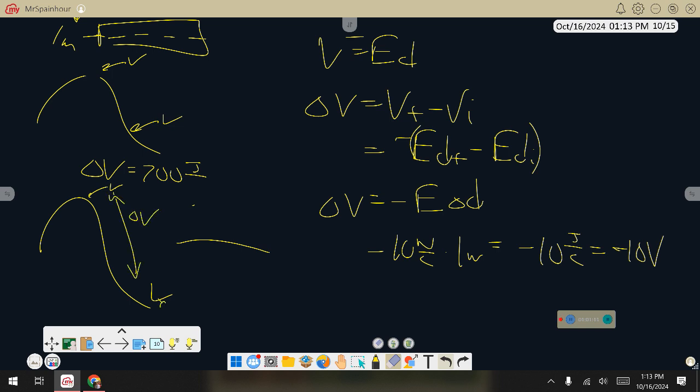Now, here's a major difference between electricity. Sorry, Jaden, I see you, but I want to address this before we go.